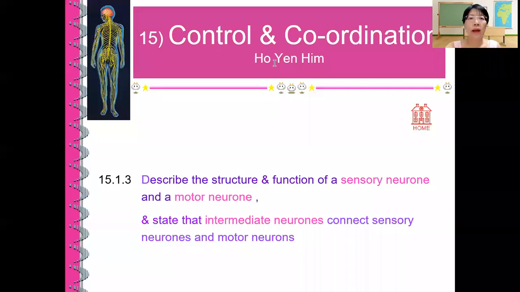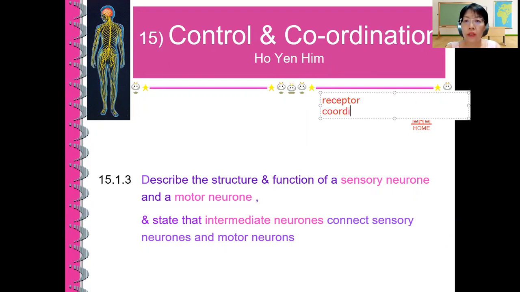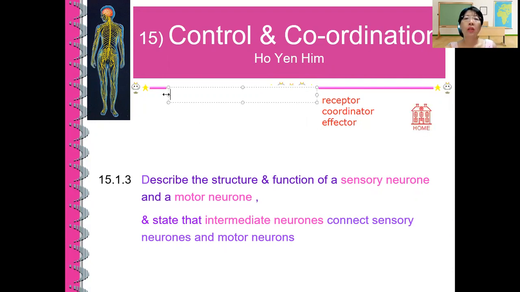In this lesson, we are starting the new chapter, which is chapter 15. Chapter 15 is control and coordination. So when you say coordination, in this chapter, we are talking about coordinating between receptor with coordinator and coordinator with the effector. So this is a continuation from the previous chapter, which is homeostasis. And then for control part, so the coordination will help us in the control.